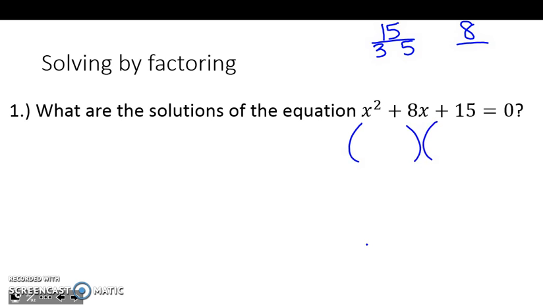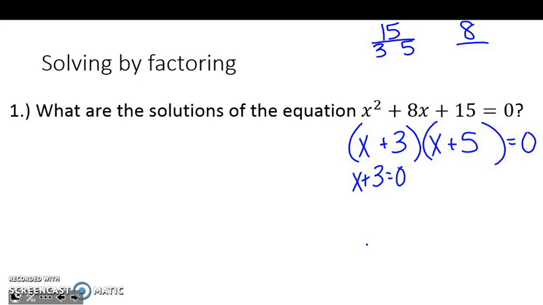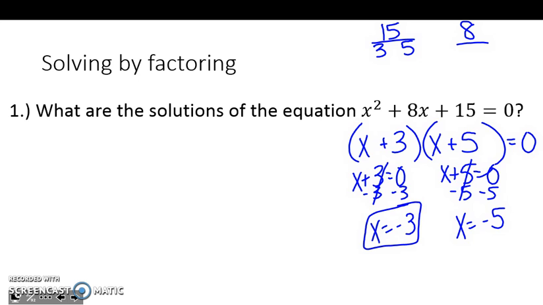So since there's no a value, we can go ahead and break apart the x's, put a 3 in one, and put a 5 in the other, and set it equal to 0. And then you're going to solve. So x plus 3 equals 0, and x plus 5 equals 0. So we get x equals negative 5, and we get x equals negative 3.